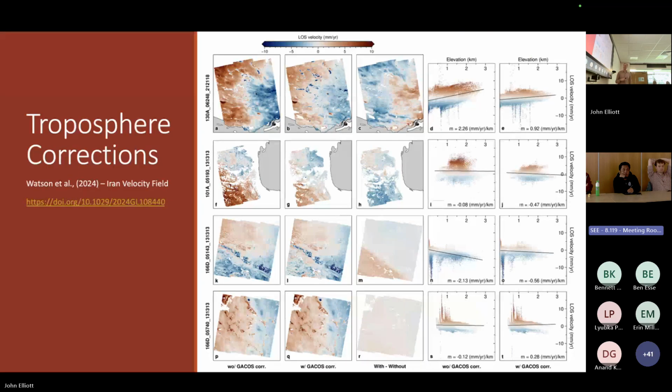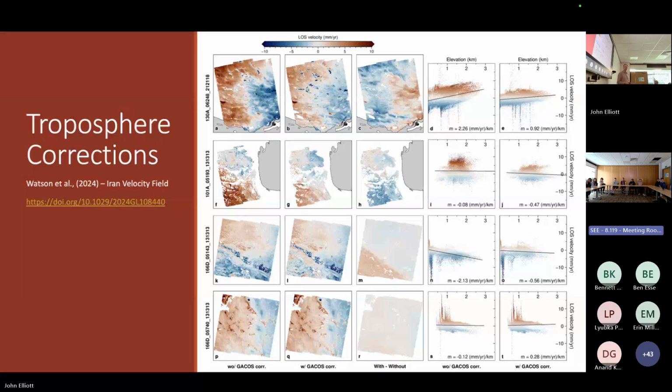So if I show you an example from Andrew's work over Iran, on the left, we've got without the GACOS correction for a few frames. Then with the GACOS correction, the impact that has on the data, and then the difference, what GACOS is changing in those velocities. Now, at the long wavelength, it's affecting the pressure fields, the hydrostatic atmospheric phase screen, and at short wavelengths, it's capturing a bit of the turbulent, but mainly the height-dependent correction that we get here.